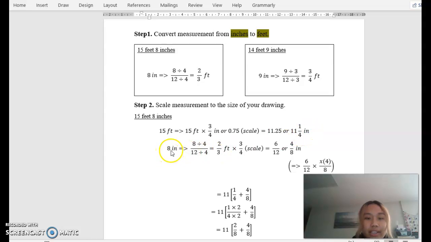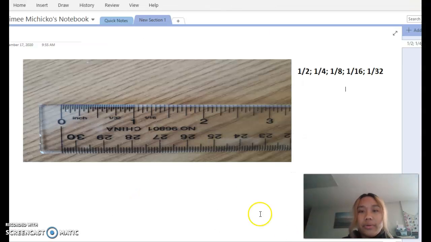Next is the 8 inches. I just copied the equation from step 1. So 2/3 multiplied by our scale, which is 3/4, gives us 6 over 12. We can draw 6 over 12 using our ruler, so we're going to solve for x. Let me quickly share the ruler with you. This is our ruler. We can only draw 1/2, 1/4, 1/8, 1/16, and 1/32 of an inch.